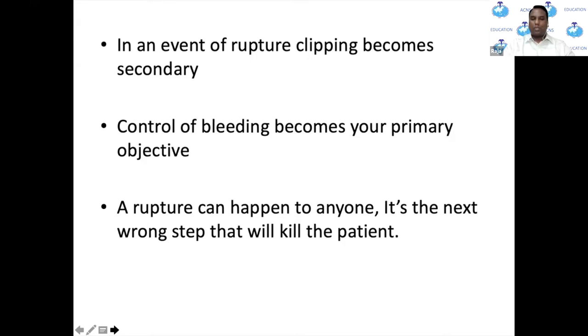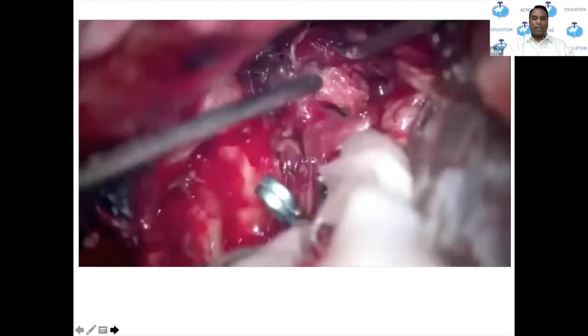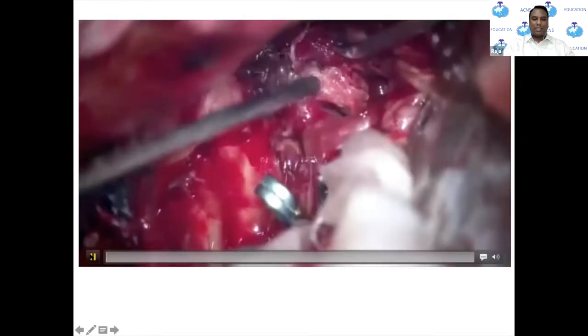So always remember, a rupture can happen to anyone. It is the next wrong step that will kill the patient. So you must always be careful. I'll go through some disasters that we have faced.